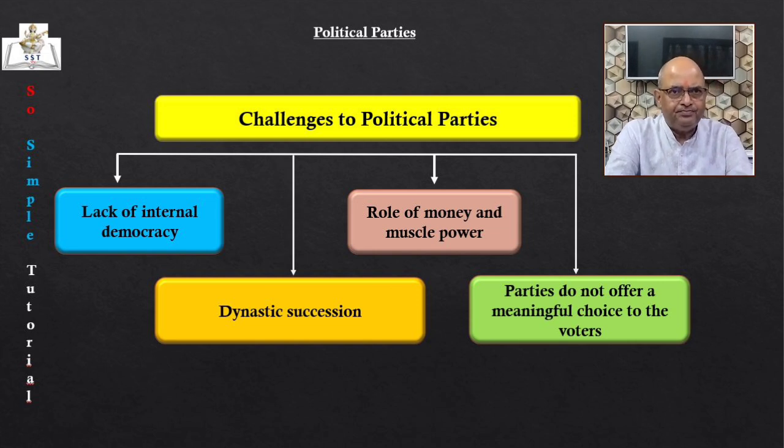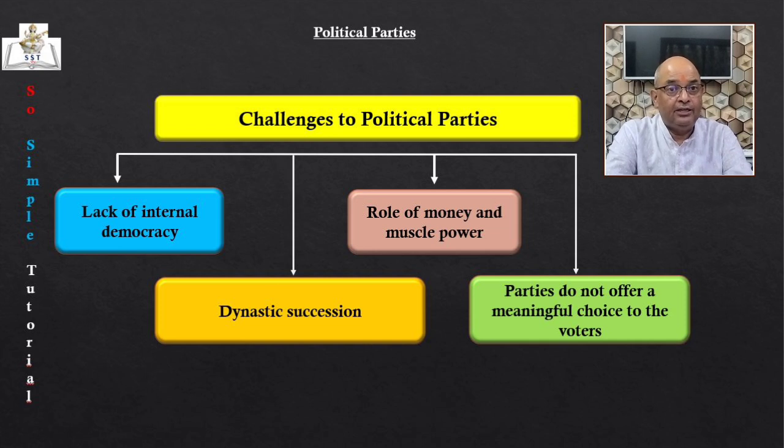Challenge number 3. Growing role of money and muscle power in parties, especially during elections. Multiple parties try to win elections by any means possible, so they use unfair means. They nominate candidates with a lot of money so that it can be spent on elections. The rich candidates or companies that fund or donate to a party usually get a say in the party decisions or policies. Sometimes parties even hire or nominate criminals as candidates because of their influence.